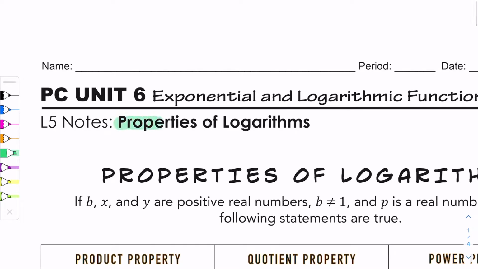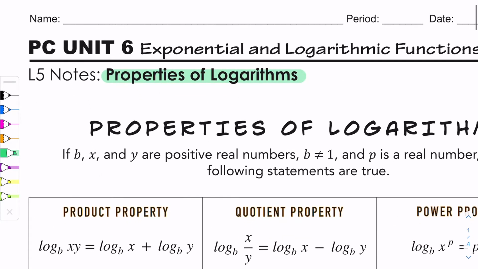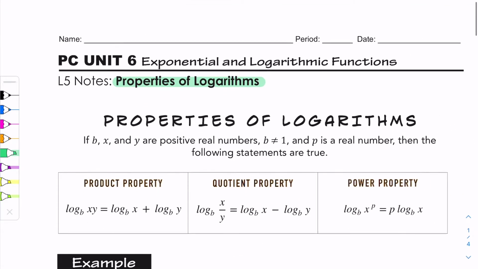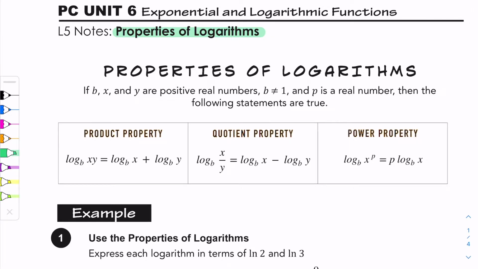Today we're going to continue looking at properties of logarithms. The first property we'll start with is the product property. And the product property says if you have log base b of x times y, you can separate this into log base b of x plus log base b of y.